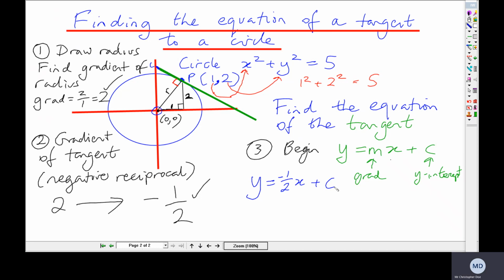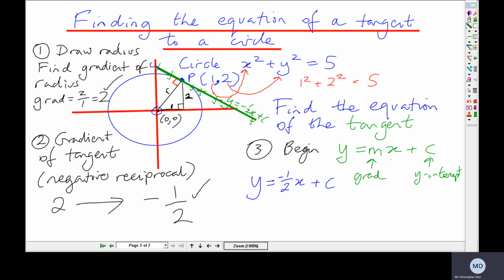Why are you saying 1 and 2? And what's the important point about 1 and 2? It's on the tangent. Just a reminder, this equation that we're about to work out is for this line, I'll do it in green, y equals minus half x plus c. Every single coordinate on that line fits with the rule, all of them, every single point.